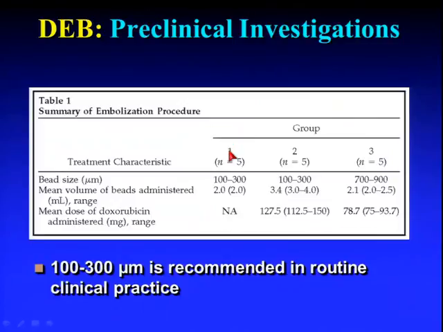They divided the experimental animals into 3 groups. The first group is bland embolization using 100 and 300 micron size. Actually, this size is recommended in routine clinical practice for the best therapeutic outcome. So it's a very clinically relevant study. The second group is drug-loaded small-sized beads, and the third group is the very big-sized drug-eluting bead.